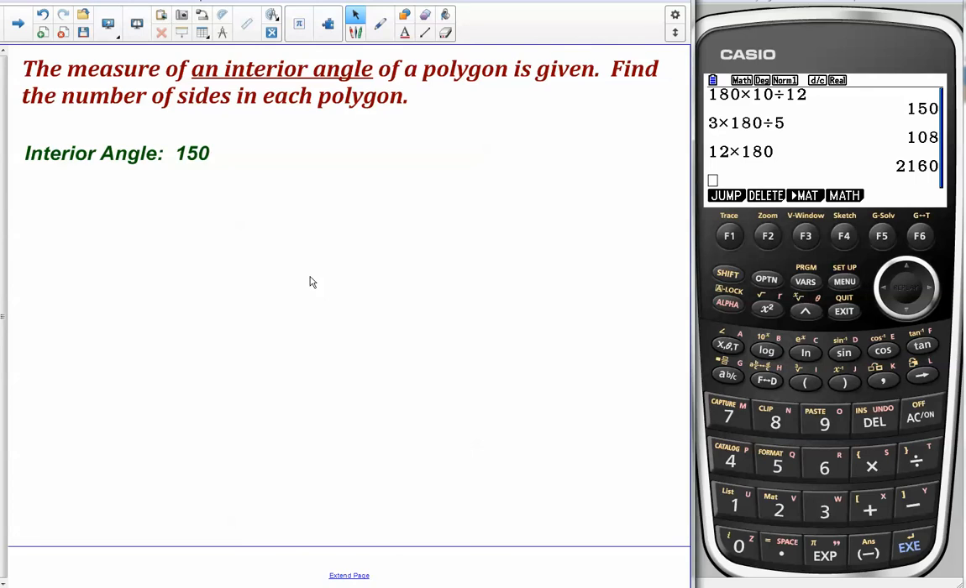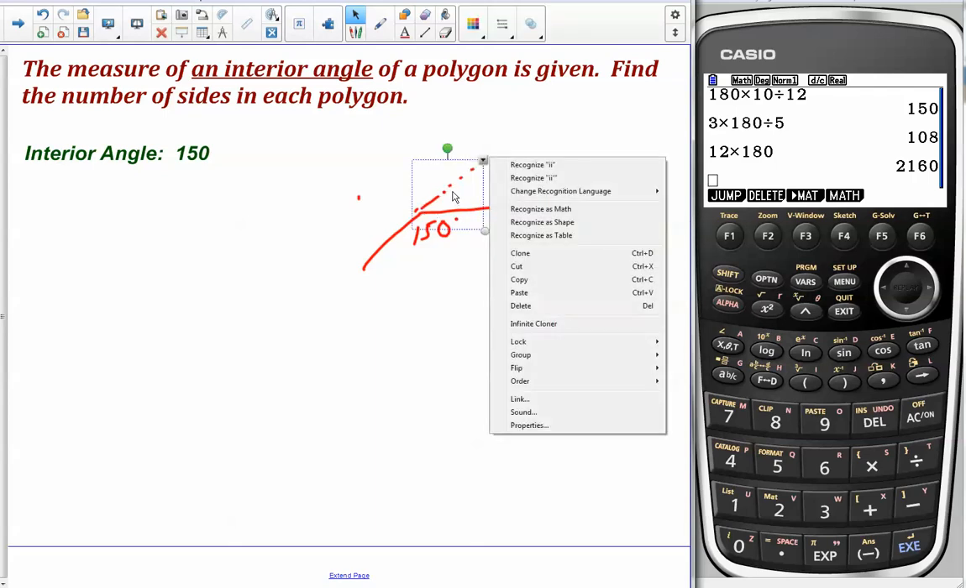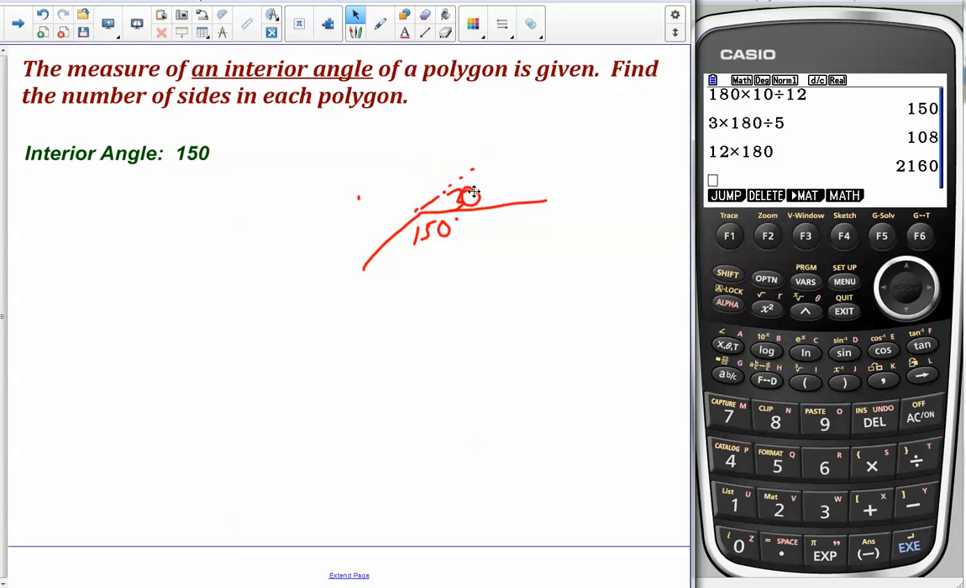The measure of an interior angle is given. Find the number of sides. Well, here we go again. Here we have 150 degrees. If we extend that out, we have 30 degrees. That's my exterior angle. Take 360 and divide it by 30. How many times does 30 go into 360? 12 times. So we have a 12-sided figure.